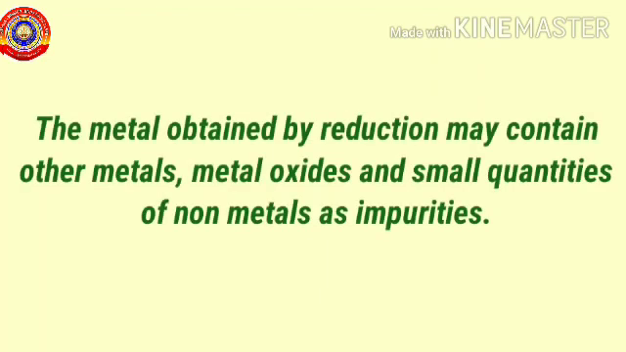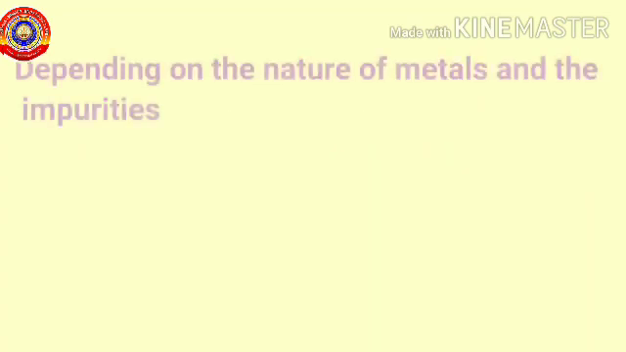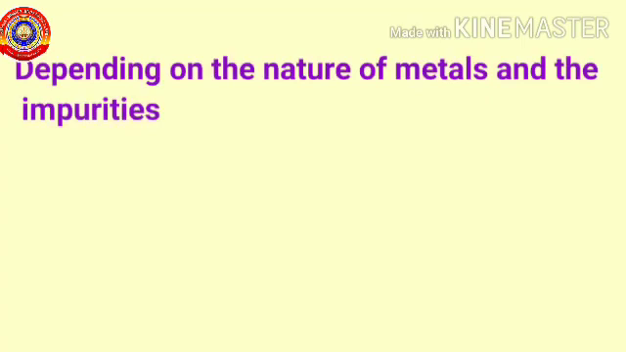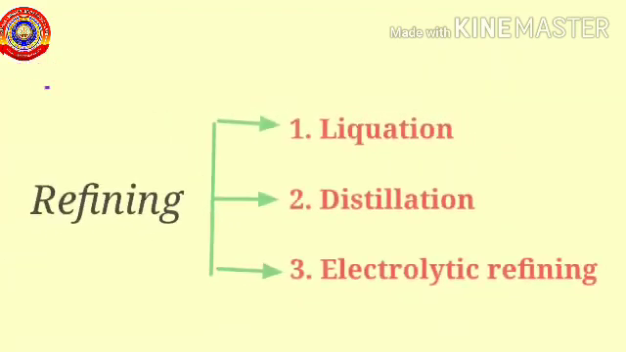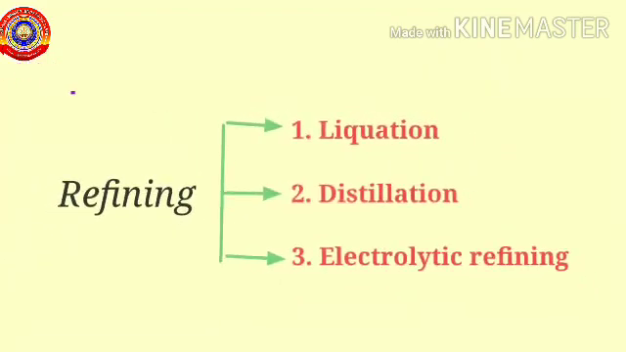After converting the concentrated ore into oxide and by the reduction, these metals will contain some impurity. It can either be a metal, metal oxide or a non-metal. So, depending on the nature of metals and impurities, refining is done in three ways. They are liquefaction, distillation and electrolytic refining. So let's know about these three refining methods. So shall we start?